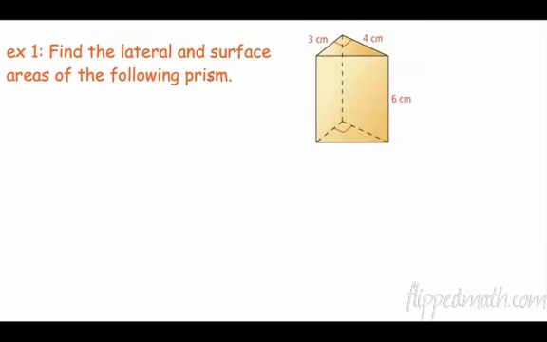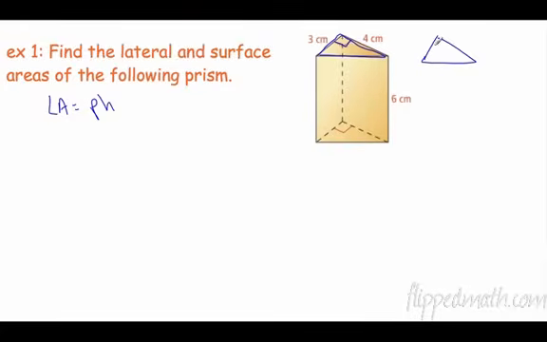So find the lateral and surface areas of the following prism. So first thing we need to do, find the lateral area. And what is our lateral area formula? Perimeter of the base times the height. So I need the perimeter of the base. So I have 3 plus 4 plus, man, I don't know what that is. But it's a right triangle, so I know I can use the Pythagorean theorem to find it.